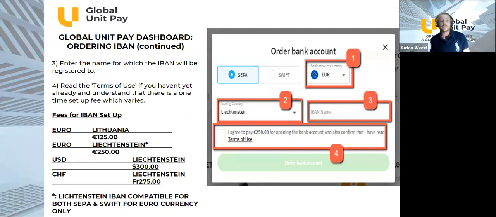Cool. So the fees for IBAN setup for Euro in Lithuania, so for SEPA IBANs, will be 125 euro. For the Liechtenstein SWIFT and SEPA, so you'll be able to do SEPA transfers through the Liechtenstein bank as well as SWIFT, right? That will be 250 euro. For USD, as your only option is Liechtenstein, same with Swiss franc, it will be 300 US dollars as a one-time fee, and also 275 Swiss franc, of course, for Liechtenstein.